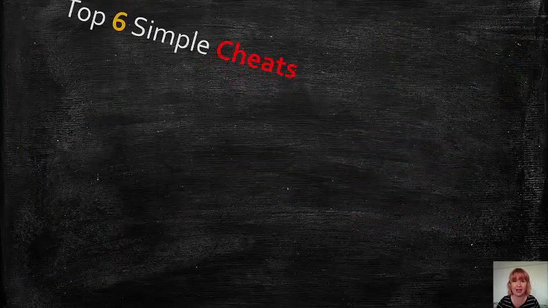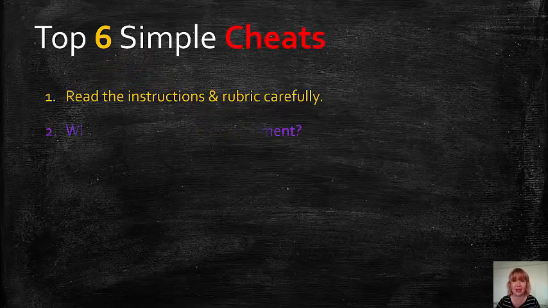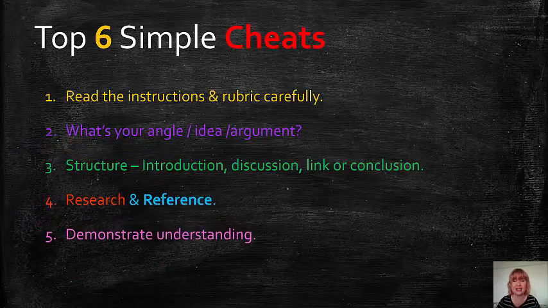So to summarise, the top 6 simple cheats for awesome academic writing are: read the instructions and the rubric carefully, have an idea or an argument that you would like to present, structure not only the whole work with an introduction, discussion and conclusion, but also do this with each individual paragraph, make sure you research and you reference, demonstrate that you understand things rather than just regurgitating sources back, and do your spelling and grammatical check.